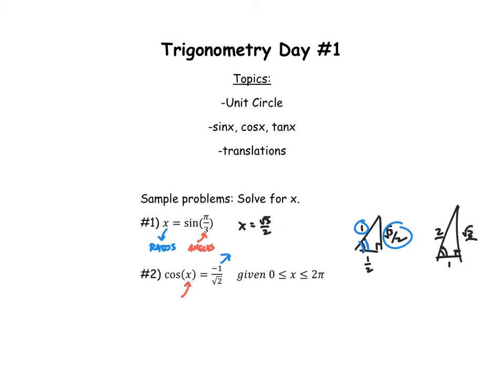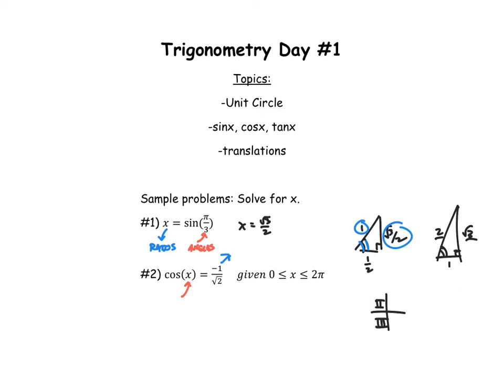Most of the time when you see a root 2, it's going to involve a pi over 4 or some scale of pi over 4. Now the cosine is negative in both the second quadrant and the third quadrant. So I know I'll have answers here in quadrant 2 and here in quadrant 3.